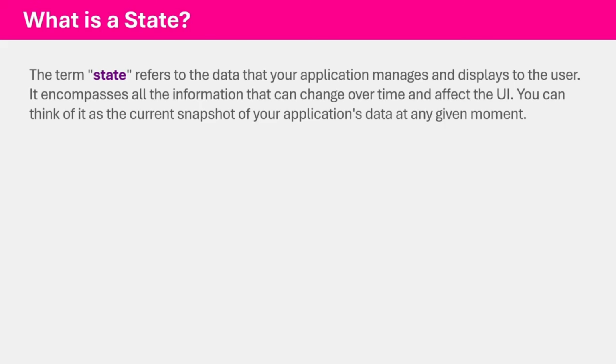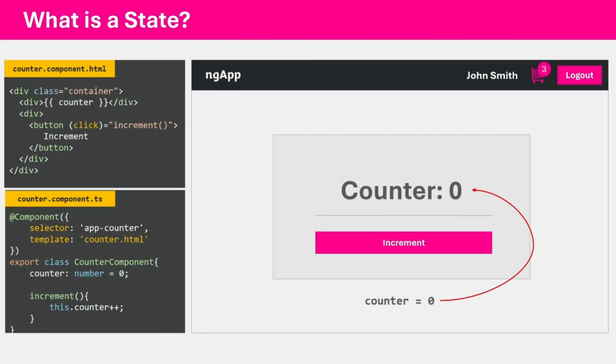Now, if this statement does not make any sense right now, then let's try to understand it with some examples. So let's say in my Angular application, I have a counter component. Here you can see I have a counter component. For this counter component, I have a selector which is app-counter and a template which is counter.html. Now inside this counter component, you will notice that I have a property called counter which is of type number and its initial value is 0.